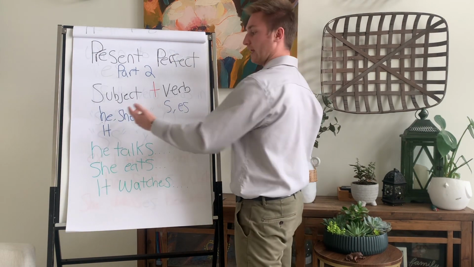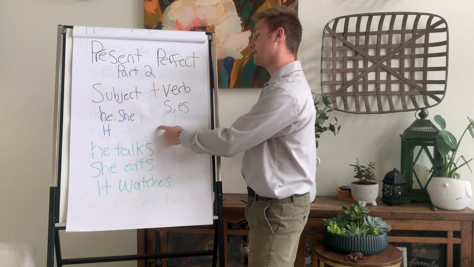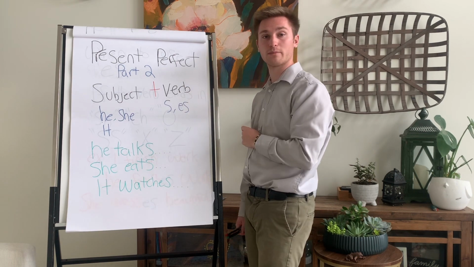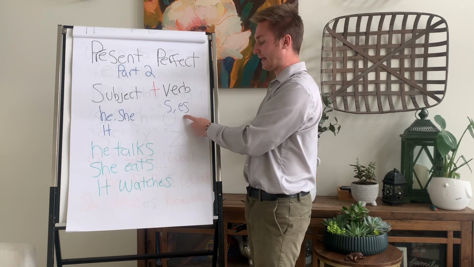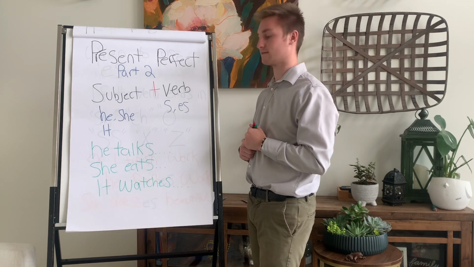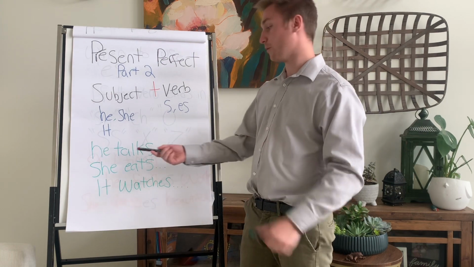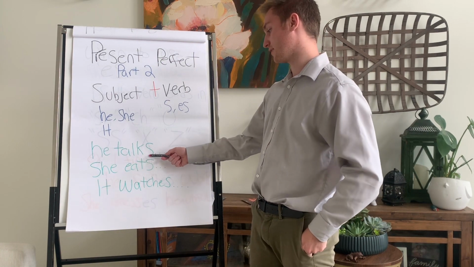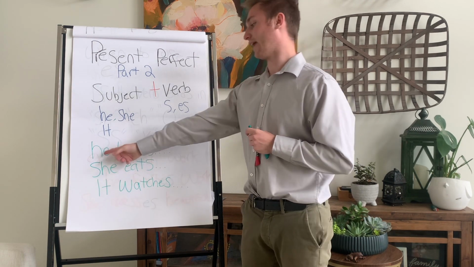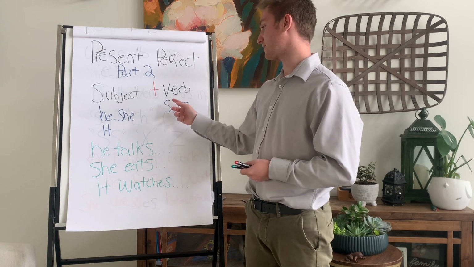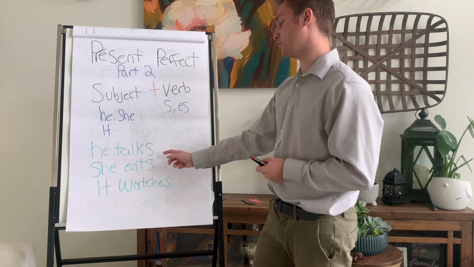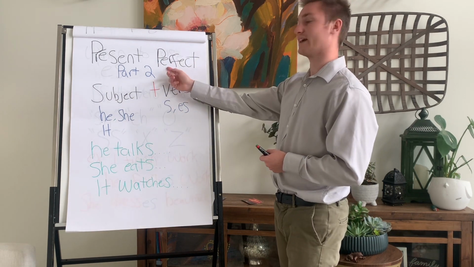When you use he, she, and it, you need to add an S to the verb or an ES, depending on what verb it is. For example, he talks. The verb talk, he talk, but with an S. He talks to me every day. That is present perfect.